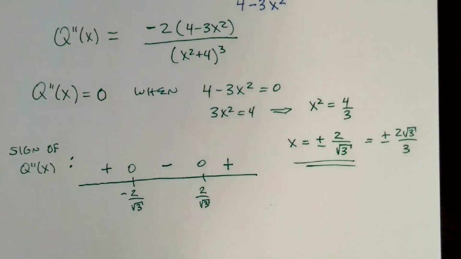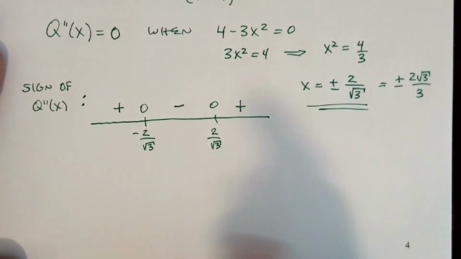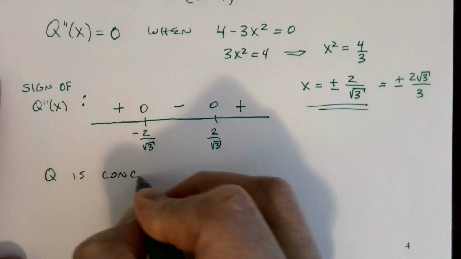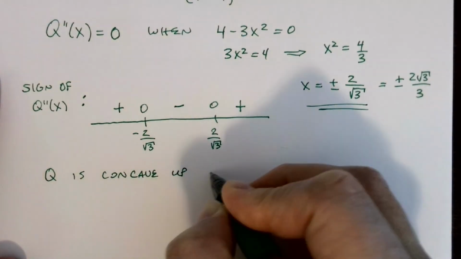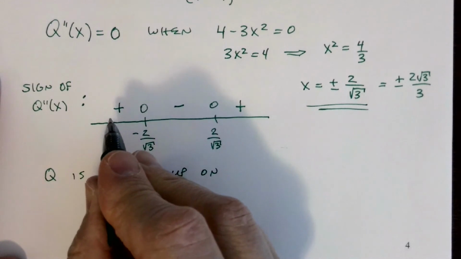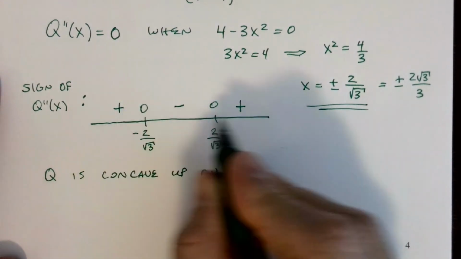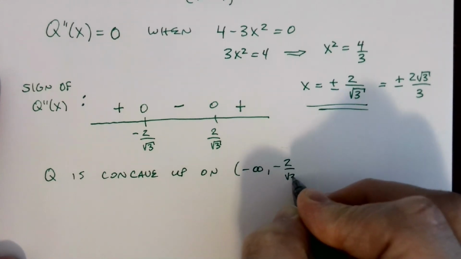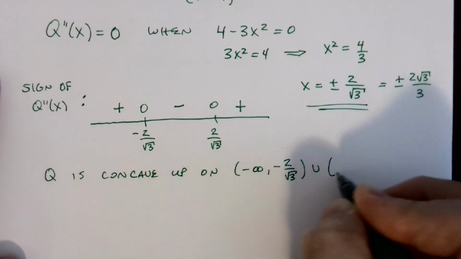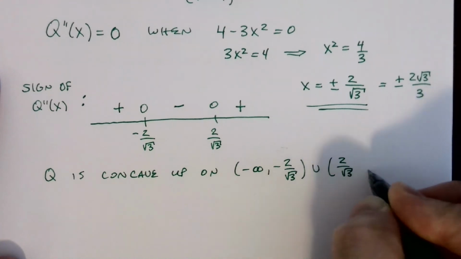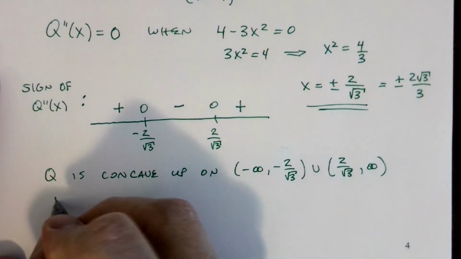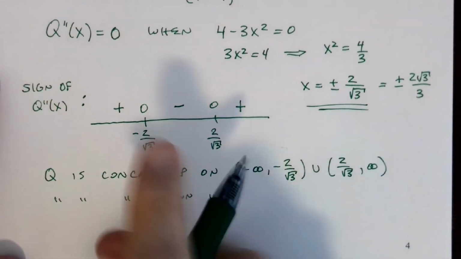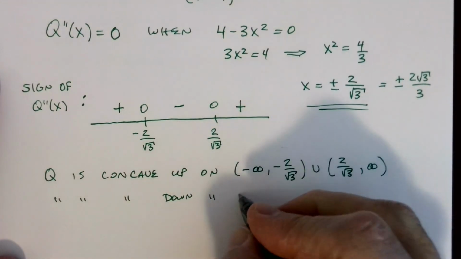All right, and then we can finally answer the question, right? Q is concave up on what intervals? Where the second derivative is what? Positive. Q is concave down when what? Second derivative is negative. So between these two values.